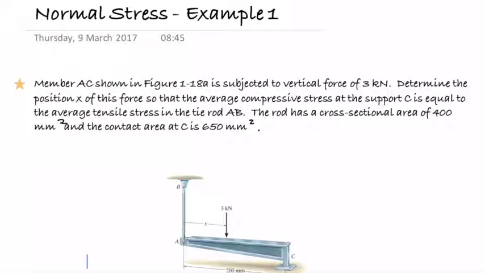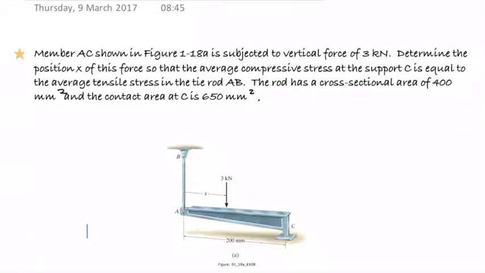I have on the screen right now a member AC, which is a beam that is being hung using a rod AB, and the member AC is subjected to a vertical force of 3 kilonewton at a distance x from the rod AB, and we are asked to find what is the value of x, which is the position of that 3 kilonewton force acting on member AC from the rod AB.